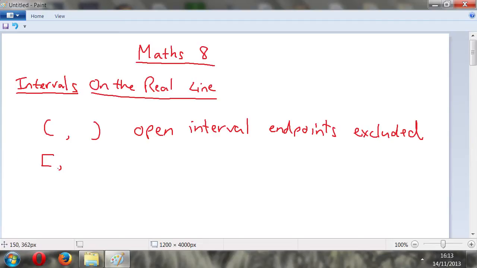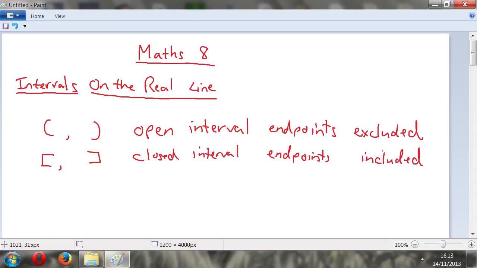If we're going to have a closed interval, we're going to use square brackets. Closed interval, endpoints included. So, for instance, for a closed interval, we might be looking at an inequality such as less than or equal to or greater than or equal to. And then for an open interval, we might be looking at less than or greater than, because we're going to be excluding the endpoints.